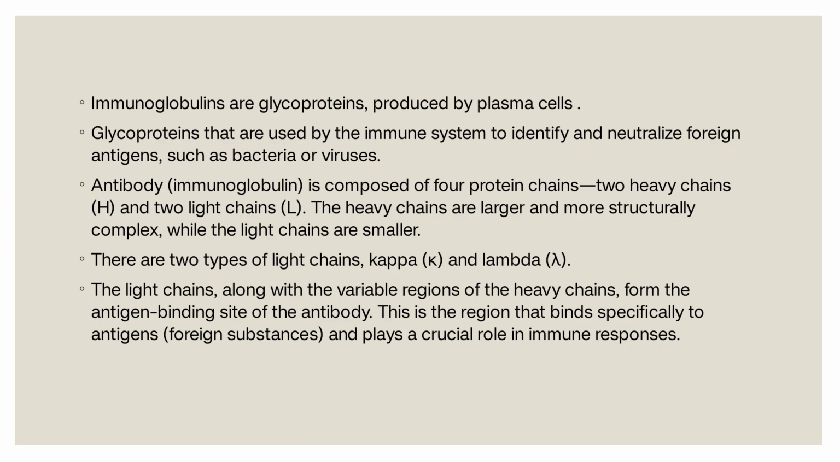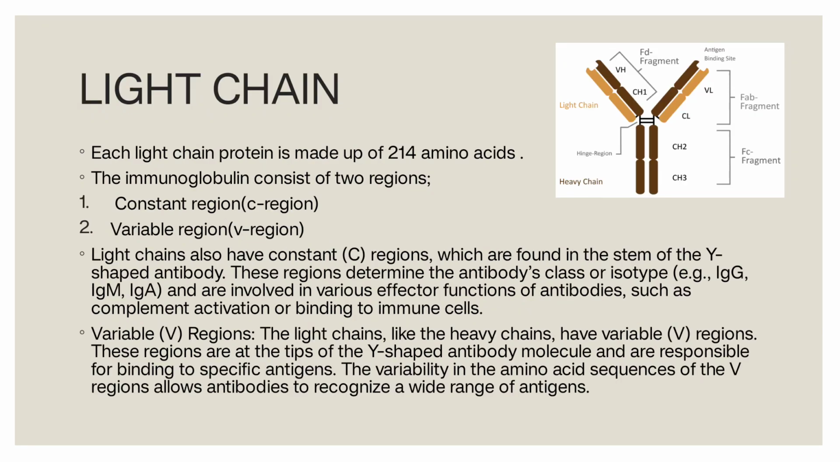The light chains, along with the variable region of the heavy chain, form the antigen binding site of the antibody. This is the region that binds specifically to antigens and plays a crucial role in immune response. So in this figure we can see two light chains and two heavy chains, a variable region and a constant region.